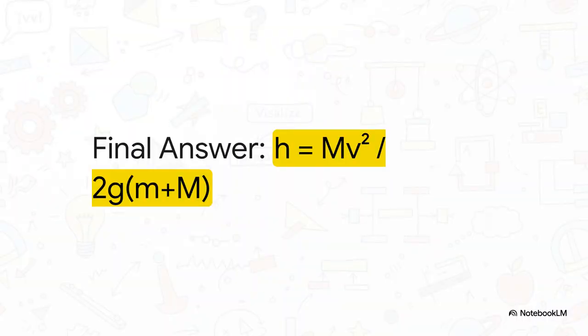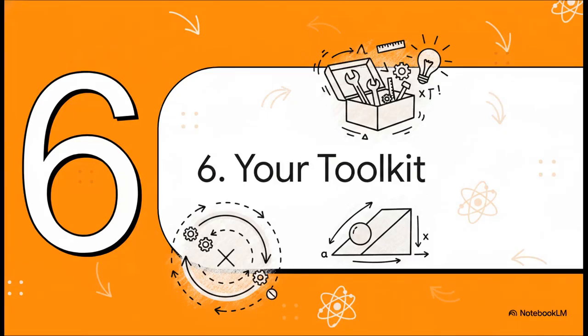And take a second to look at this answer. It's not just random letters, it tells a story. The height depends on the initial kinetic energy, but it's scaled by this ratio of the masses. That makes perfect sense. If the big block M is super heavy, it barely moves, and most of the energy can go into making the disk go high. If M is light, it recoils a lot, carrying away a bunch of kinetic energy, so the disk can't go as high. So yeah, we solved the problem.